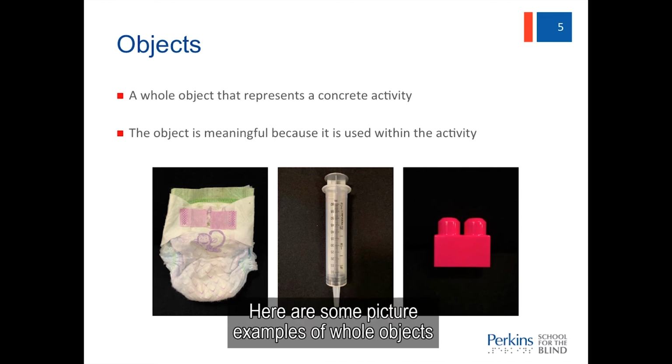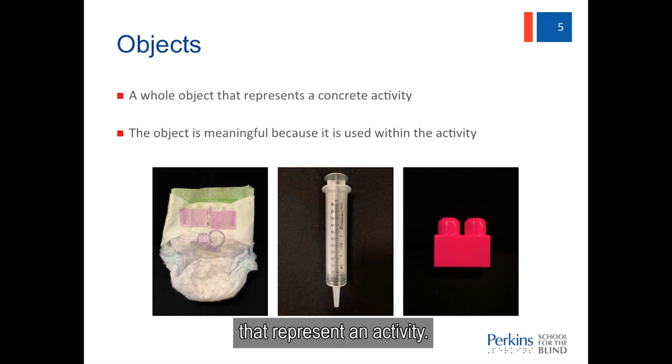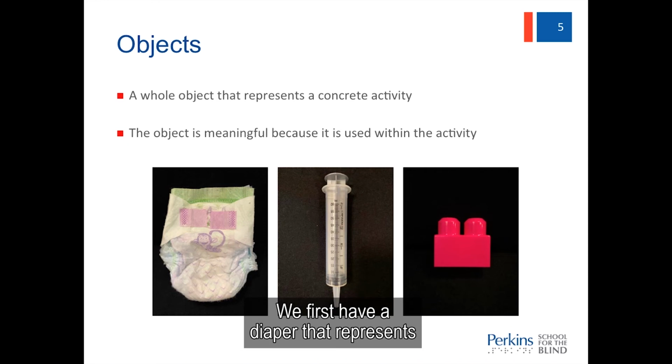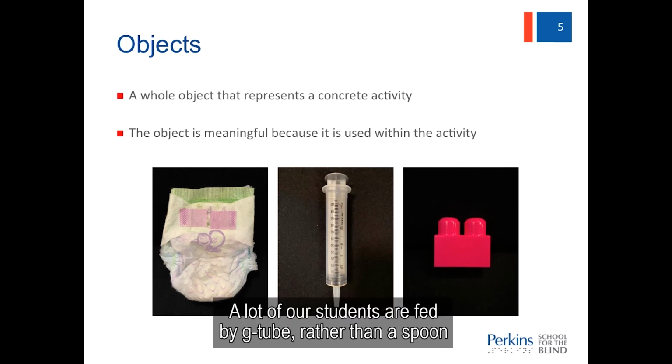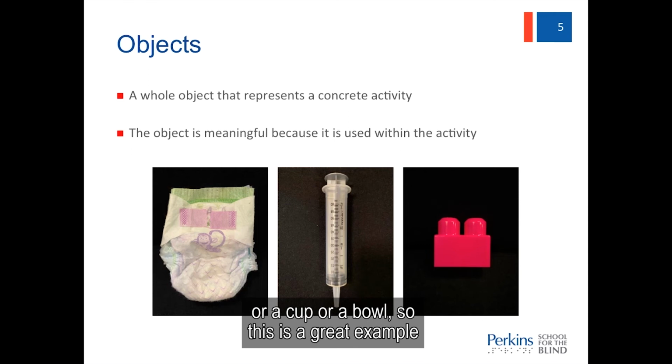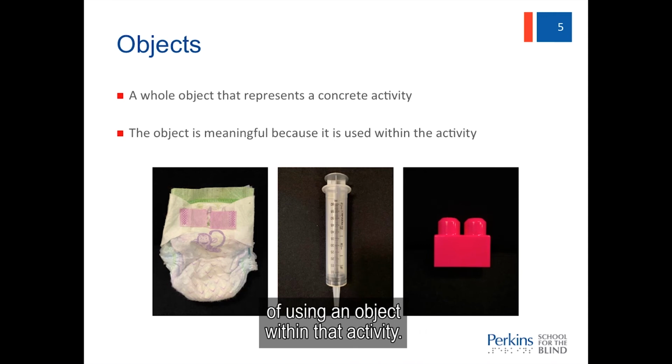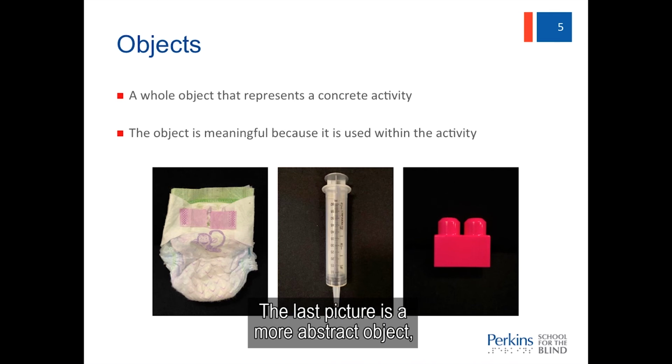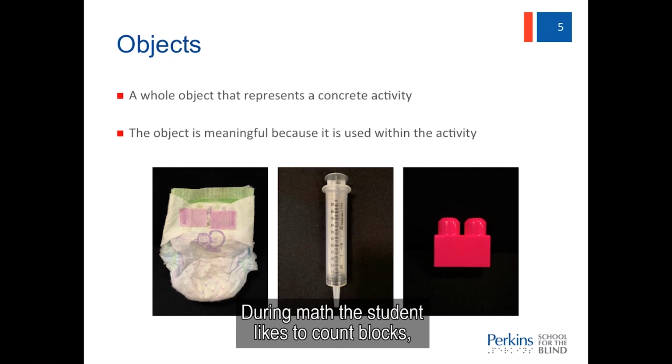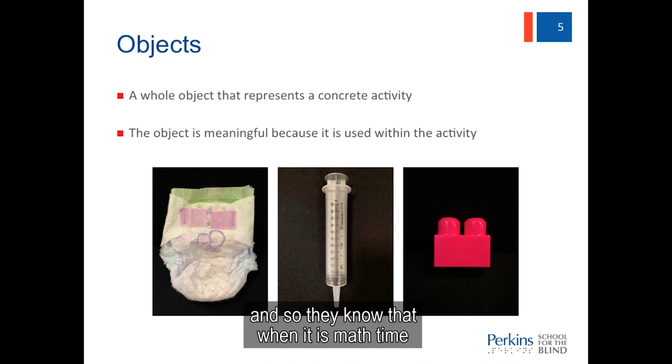Here are some picture examples of whole objects that represent an activity. We first have a diaper that represents bathrooming, a bolus that represents feeding or lunchtime. A lot of our students are fed by G-tube rather than a spoon or a cup or a bowl, so this is a great example of using an object within that activity. The last picture is a more abstract object, but to this student it is meaningful. During math, the student likes to count blocks, and so they know that when it is math time, they take the block.